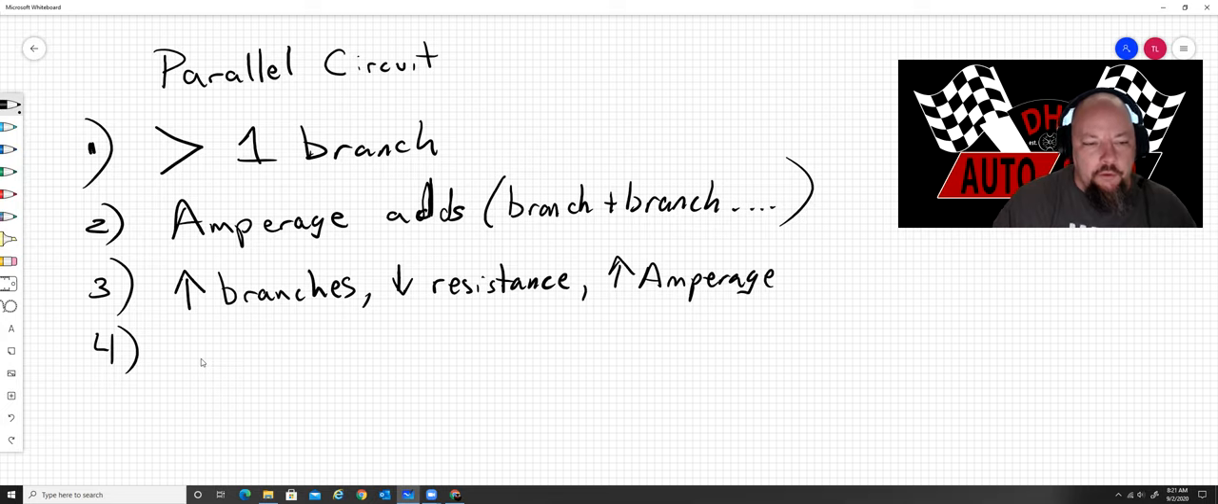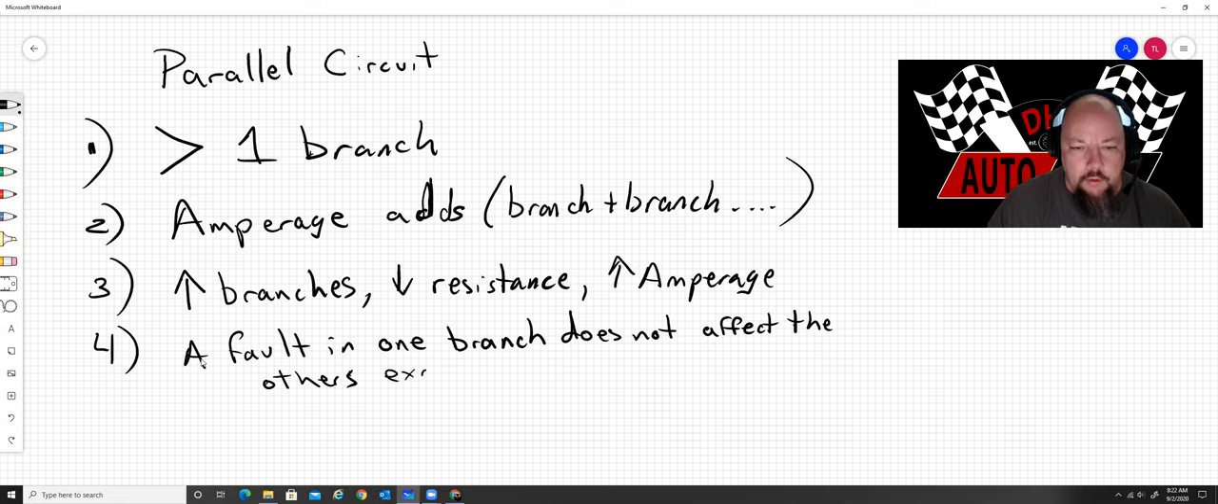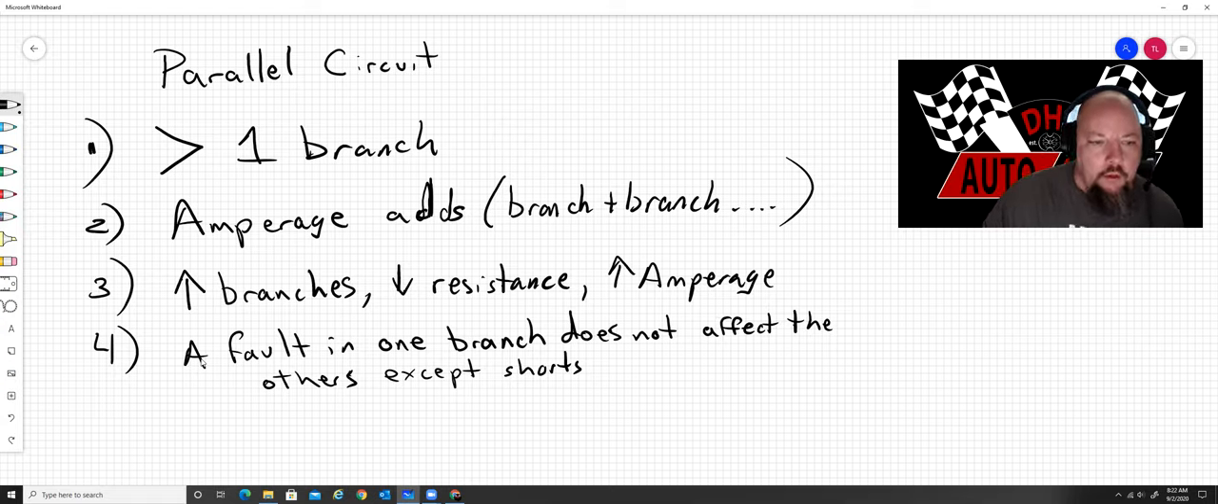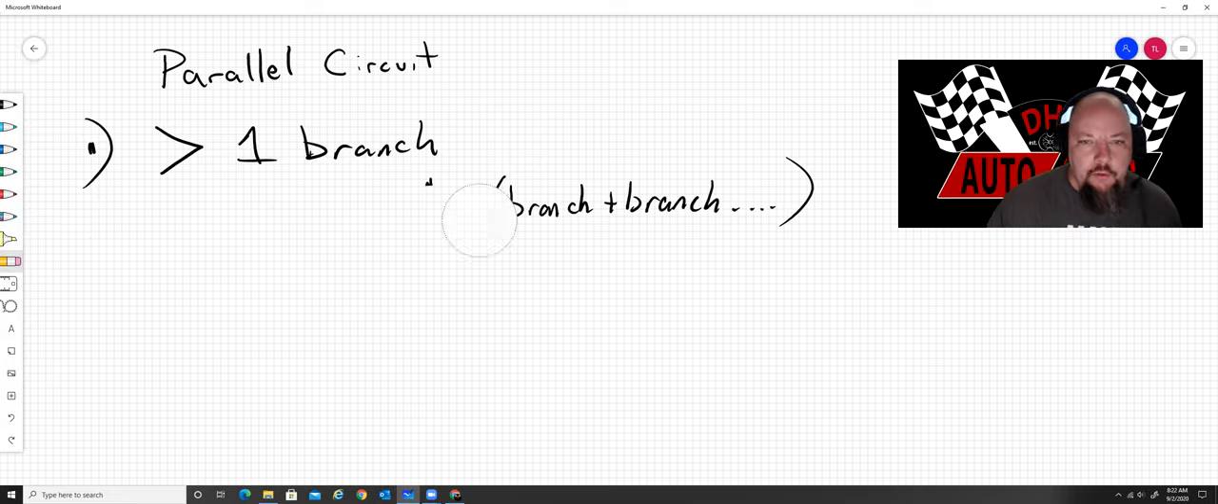Now watch this. Also with the parallel circuit, a fault in one branch does not affect the others, except shorts, which we'll be talking about soon when we talk about our faults, okay? So if I turn off the circuit, break a bulb, or get resistance in the circuit, everything's going to be fine. But if I get a short, it could cause other trouble. Again, when we start talking about faults, we'll be describing a bunch of that stuff. So those are a few ideas to keep in mind when you're dealing with parallels. There's a lot more to elaborate on, but as far as getting the basics of some of the circuit math, I hope that helps out.